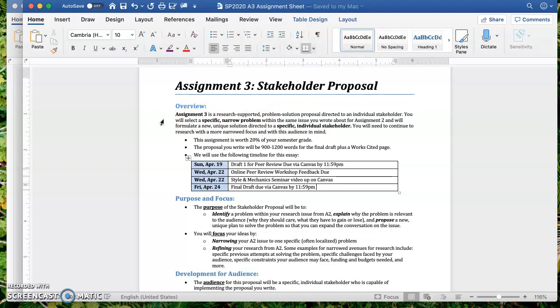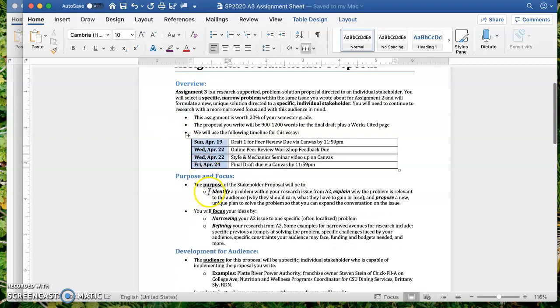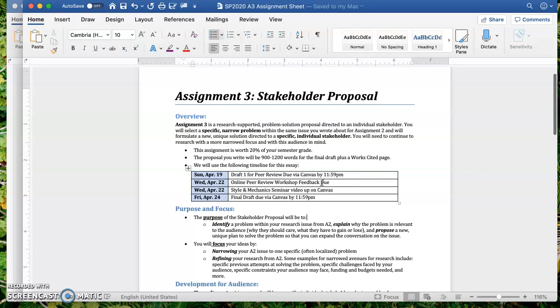So the purpose, as I mentioned before, your purpose is to identify an issue in your A2 and propose a solution. The author, of course, of A3 is going to be you. The audience for A3 is going to be a little bit different than what your audience was for A2. So for A2, I let you pick stakeholders. I let you pick your own stakeholder, and you're going to pick your own stakeholder again for A3.